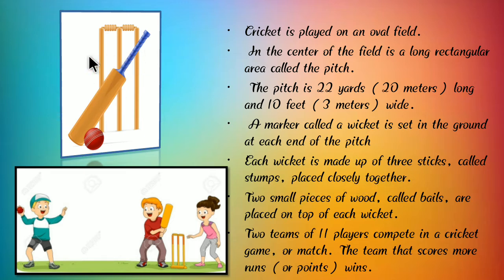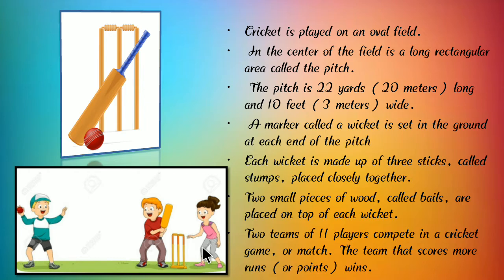Two small pieces of wood called bails are placed on the top of each wicket. Here we can see the bails on top of each stump. Two teams of 11 players complete the cricket game or match. The team that scores more runs or points wins.